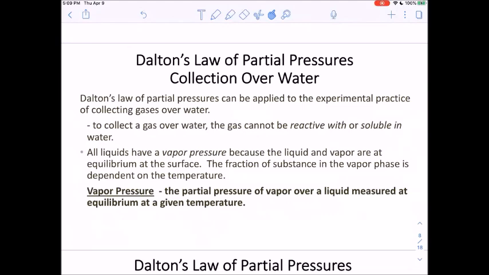And that pressure needs to be considered if you're collecting gas in a container, because not all of the gas that you've collected is going to be due to just that gas. It will also be due to those particles that are escaping the surface of that water. When you're doing these kinds of experiments, you need to make sure that the gas doesn't react with water or dissolve in water, because then obviously your data will be incorrect.